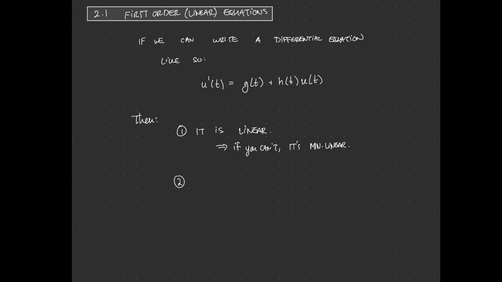Another thing we know is that g of t equaling 0, that forcing function, implies that the equation is homogeneous. If we don't have this term and we're just equal to some h of t times u of t on the right, then we call this a homogeneous equation, which again simplifies things greatly. If not, this implies what we call non-homogeneous.